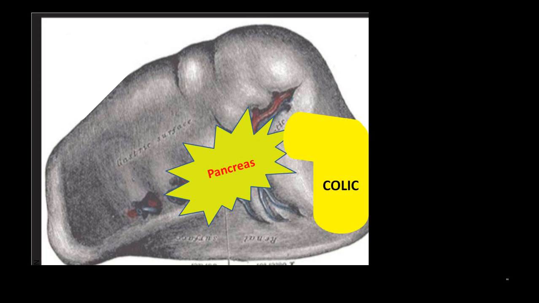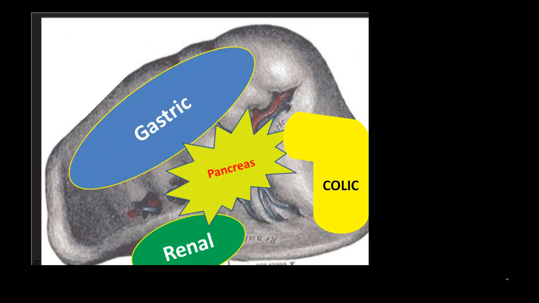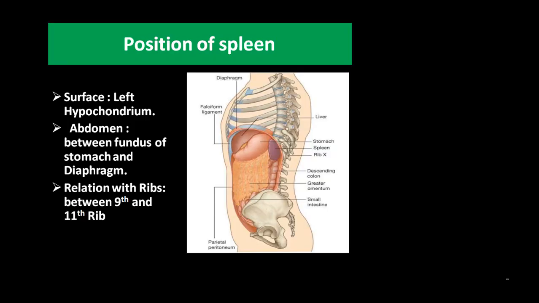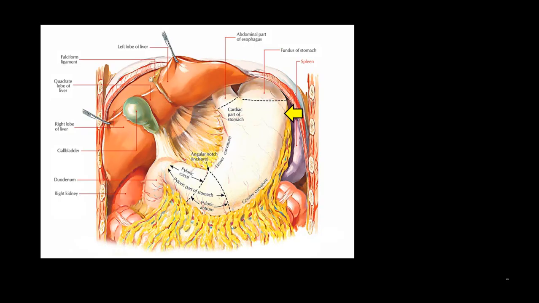Colic impression is produced by splenic flexure of colon. Renal impression is produced by upper pole of the left kidney, and gastric impression is produced by fundus of stomach on the visceral surface of spleen. On surface, we say spleen lies in left hypochondrium. On opening the abdomen, spleen lies between the fundus of stomach and left dome of diaphragm as shown in this figure.